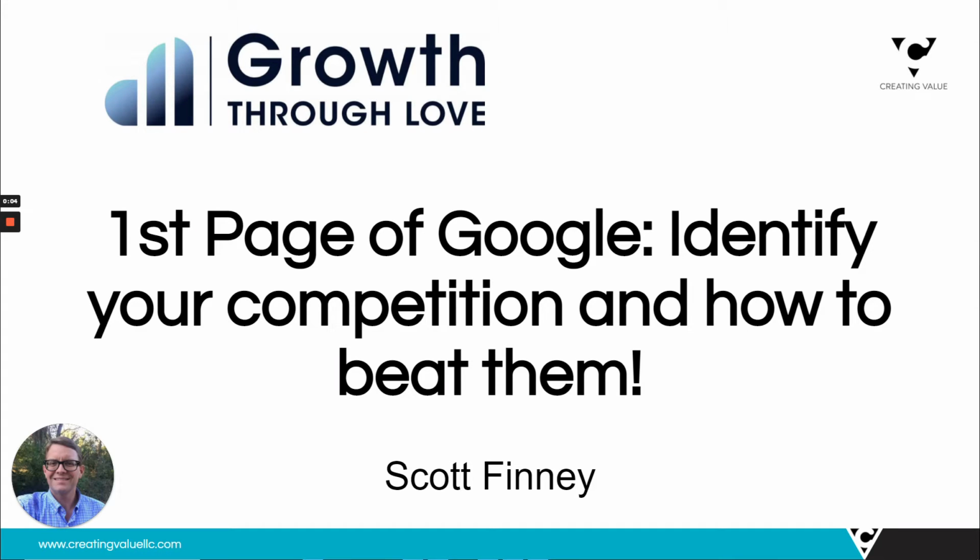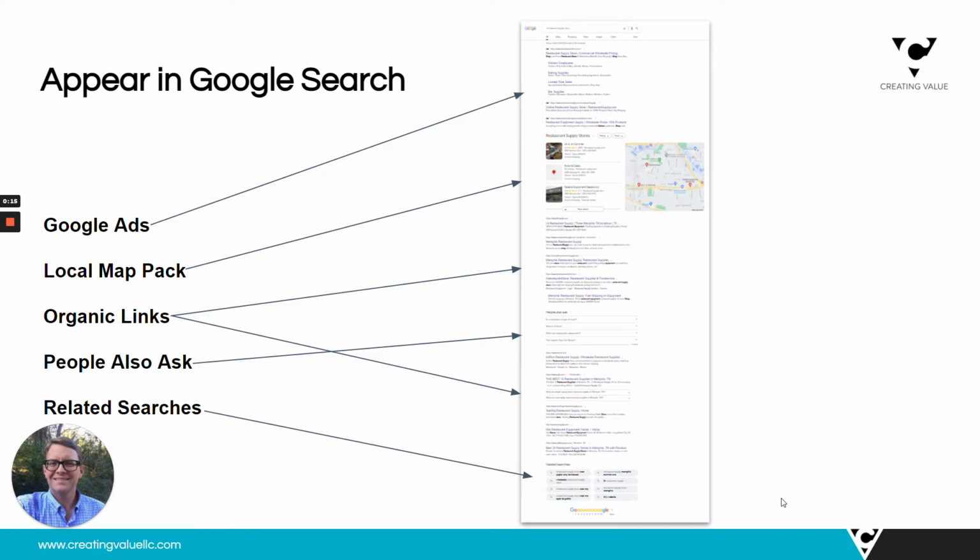This presentation is the first page of Google, identifying your competition and how to beat them. So, the first thing you want to do is search for your type of business by name. In this example, I'm just using restaurant supply store. So if you are a dry cleaner or a roofing company or whatever, search for what your customers and Google would identify you as.